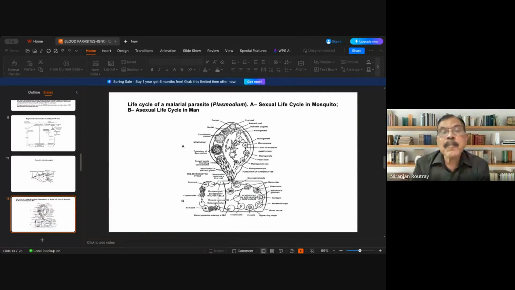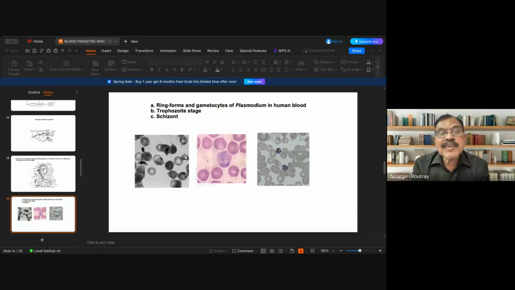Now here you can see, all these are RBC, human RBC, non-nucleated, no nucleus. But you can see here two signet ring stages. You can see the dot-like structure and a vacuole. Due to the appearance of the vacuole, it is called the signet ring stage. These are the trophozoite stage, and these are the merozoites that are formed during the schizogony process inside the RBC.